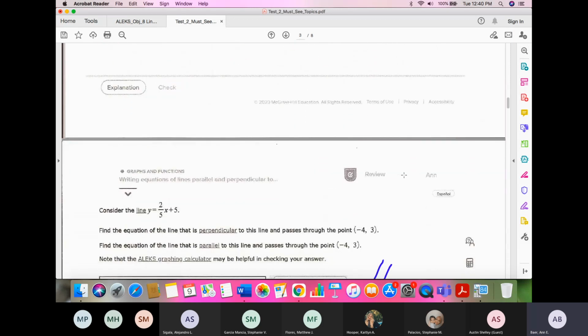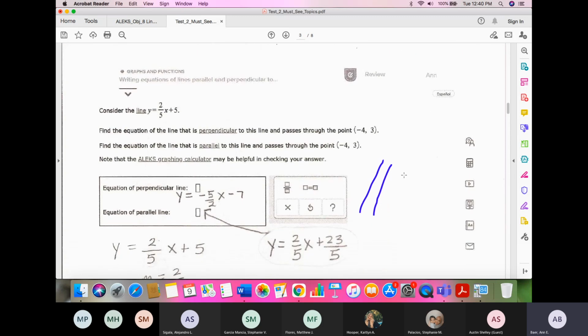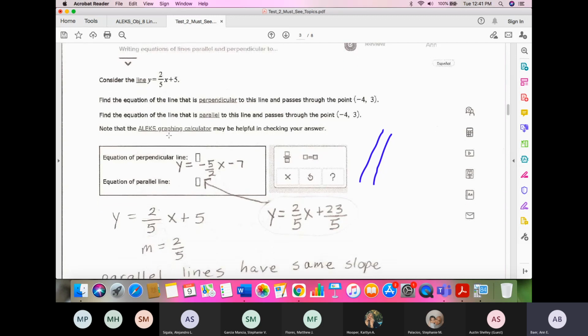So let's go on. The third topic, writing equations of lines parallel and perpendicular. So we're talking about parallel and perpendicular lines, and the ALEKS graphing calculator is available for this problem. So you might want to practice with that, depending on what your calculator situation is. So we'll talk about both of these.